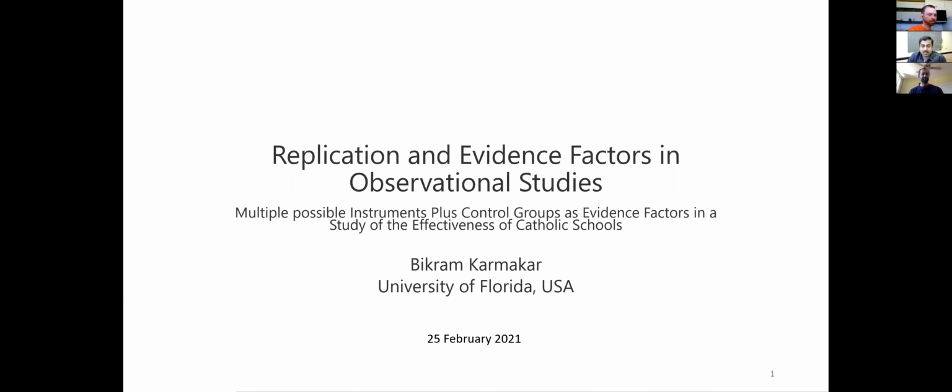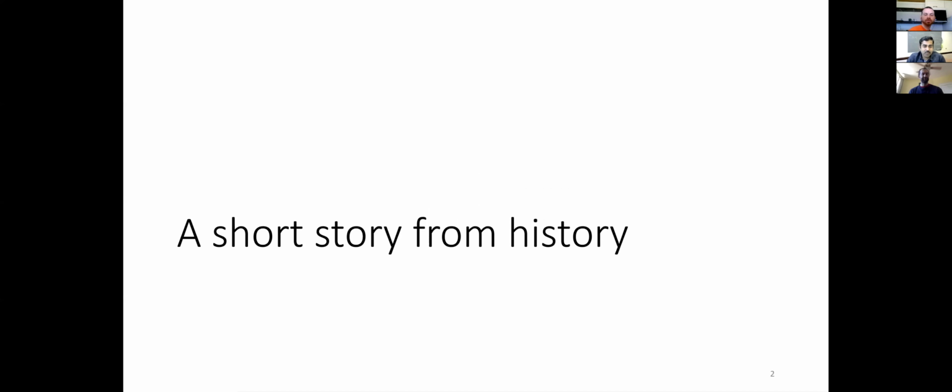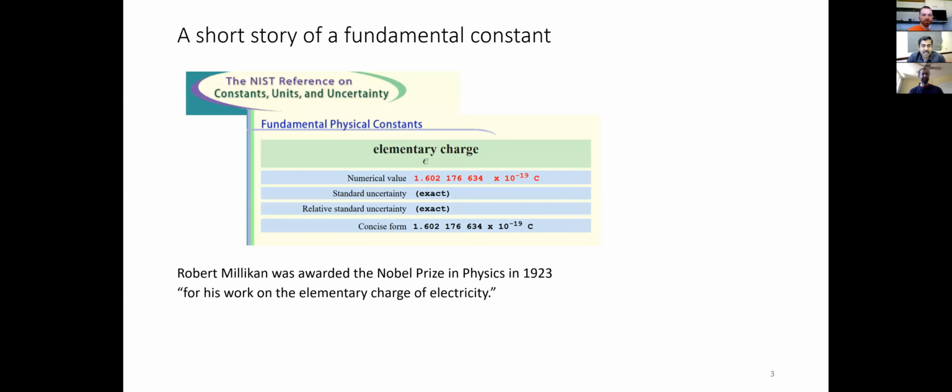Okay, so before I really get into the topic of evidence factors, let me start with a short story from history. This story is about the elementary charge, the charge of a single electron. The number in red that you see on your screen is the number that we know to be exact for the charge of a single electron. This was established to be exact in 2019, and there is nothing in the whole world that we know that is more exact than this number.